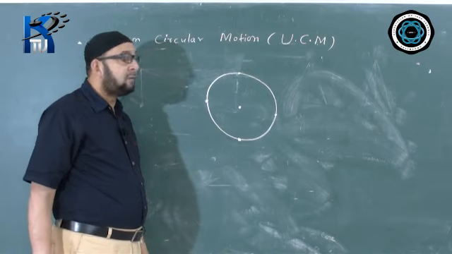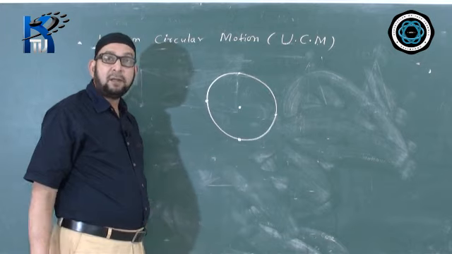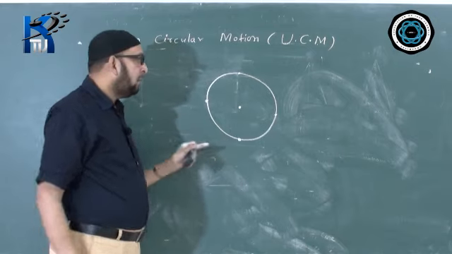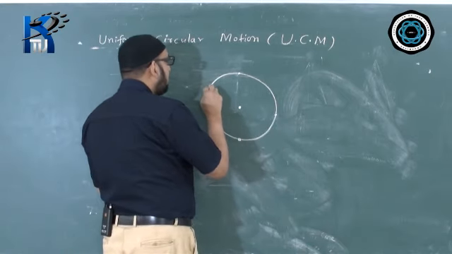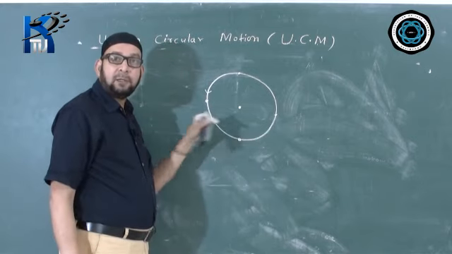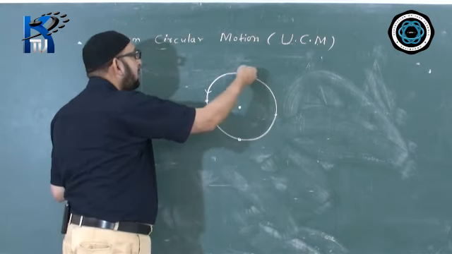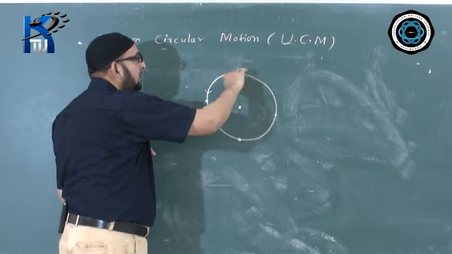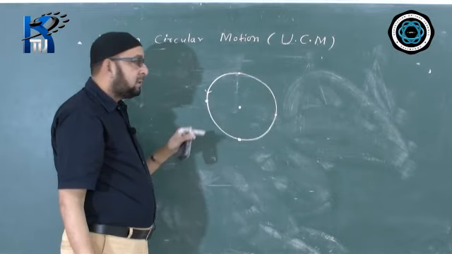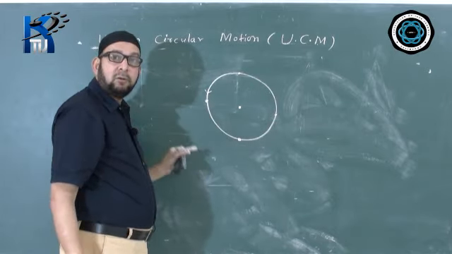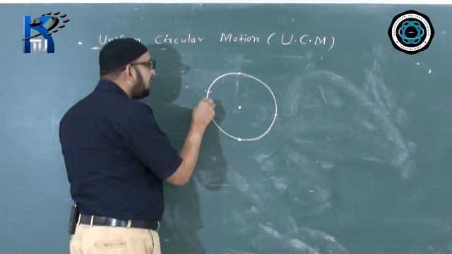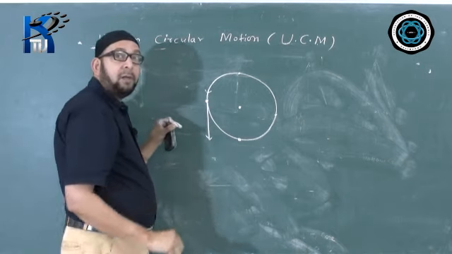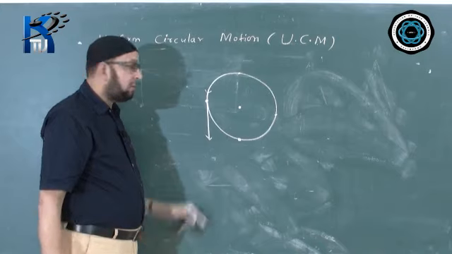But one important aspect of this motion is that the direction of motion of the body at every point keeps on changing. Direction in case of circular motion is given by the tangent drawn at that particular point. Suppose the body is moving in an anti-clockwise direction; it may be clockwise as well. At this point, what is the direction of velocity? We have to draw the tangent. The tangent touches the circumference only at one point. So, this line is the tangent.